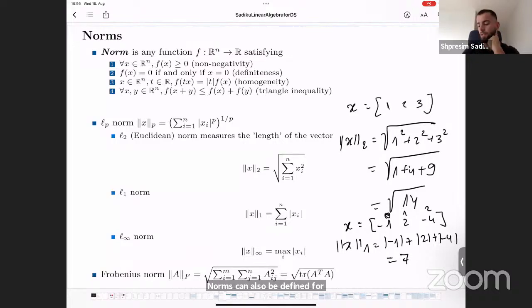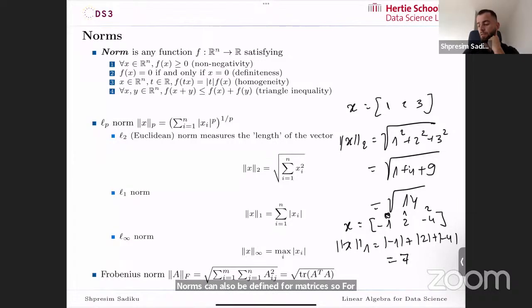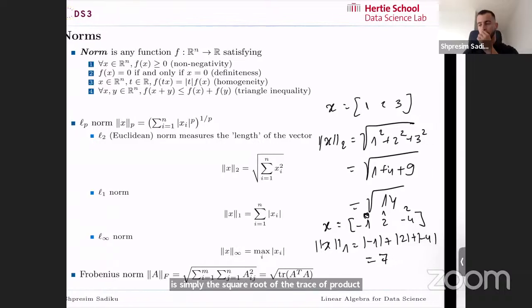So, for example, here we have the so-called Frobenius norm, where we again take the square root of the summation of the squared entries of matrix Aij, which by definition is also simply the square root of the trace of the product matrix A transpose times A. All right.